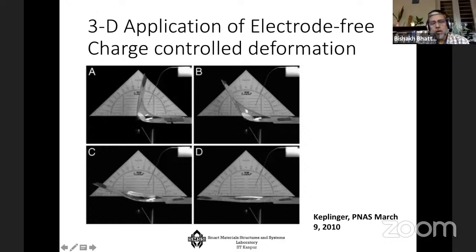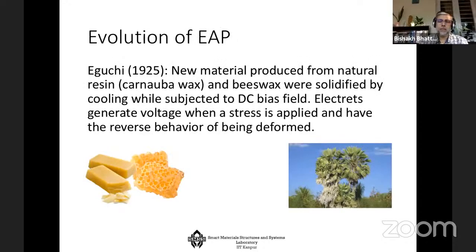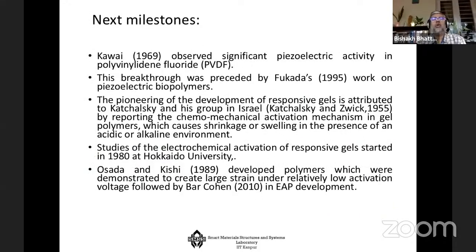So he has been able to develop, around this unstable point, different kinds of hinges, and thus he has developed different types of 3D applications of electrode-free charge control deformation of a system. The inspiration for electroactive polymers came initially from a particular resin called Carnauba wax, which is naturally available from a type of palm tree. Later on, people used different types of polymers and made composites out of it, most importantly Osada and Kishi.